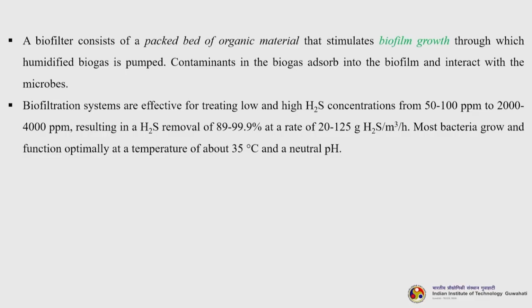Biofiltration systems are effective for treating low and high hydrogen sulfide concentrations from almost 50 to 100 ppm to 2000 to 4000 ppm, resulting in a hydrogen sulfide removal of 89 to 99.9% at a rate of 20 to 125 gram hydrogen sulfide per meter cube per hour, which is excellent actually. Now, most bacteria grow and function optimally at a temperature of about 35 degrees centigrade and a neutral pH. So, these process conditions you need to maintain.